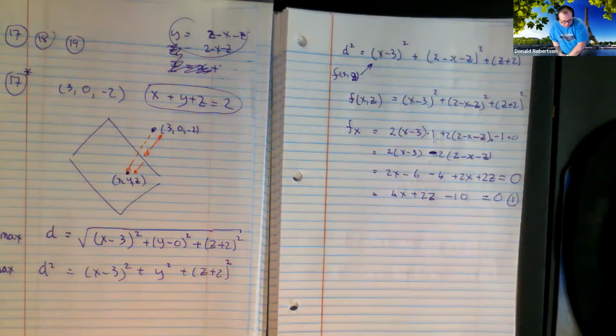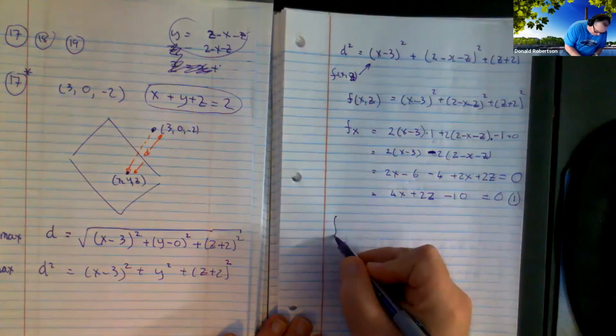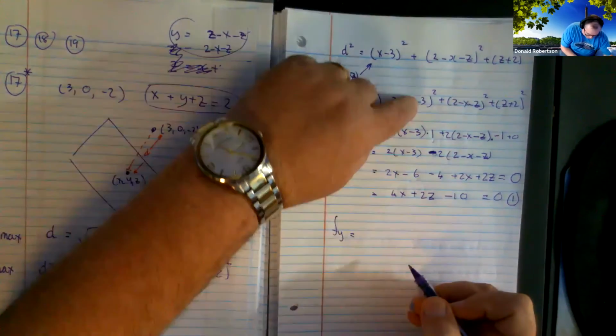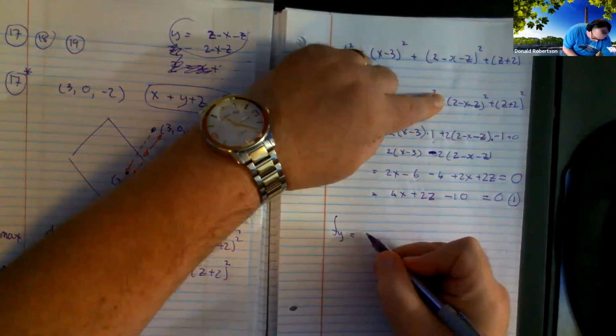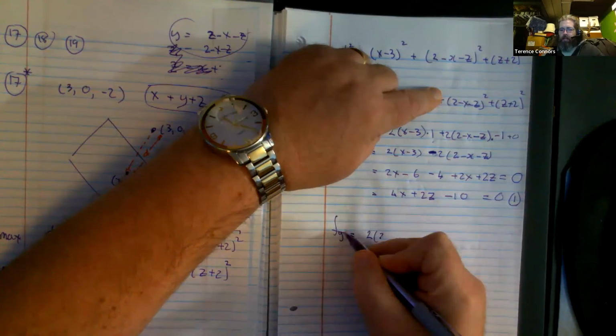So I would boil equation 1 down to its bare bones. That's what it looks like. And now I'll do a partial derivative with respect to y. That won't get me anything. This guy will get me 2 lots of... Partial derivative with respect to z.